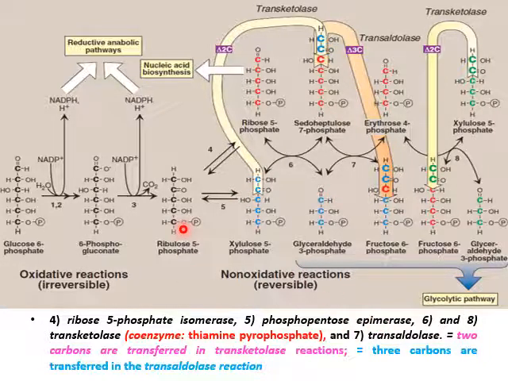So ribulose 5-phosphate and xylulose 5-phosphate are epimers of each other, and both of these sugars are 5-carbon sugars or pentoses. So one ribulose 5-phosphate is converted into ribose 5-phosphate, and another ribulose 5-phosphate is converted into xylulose 5-phosphate.